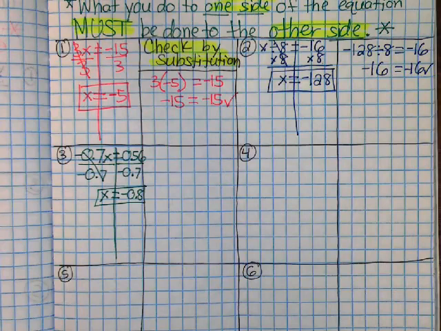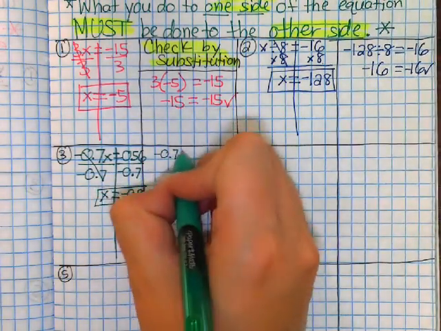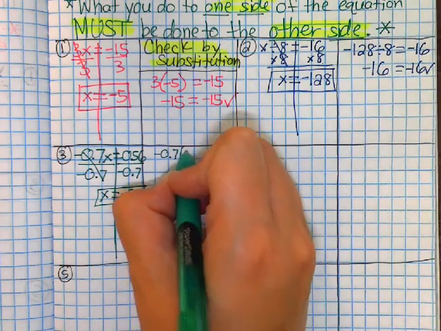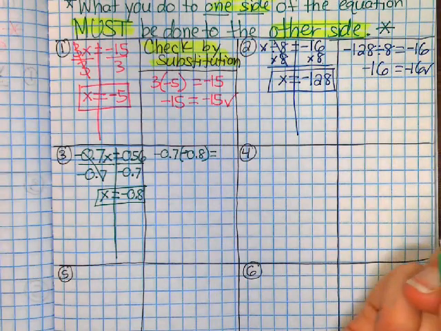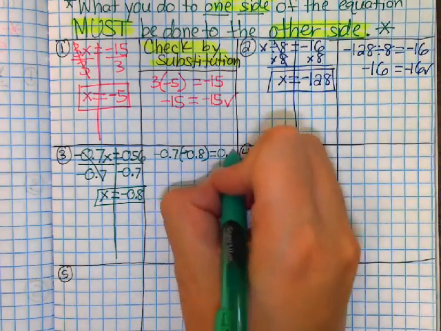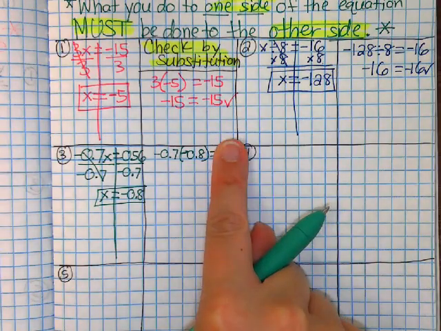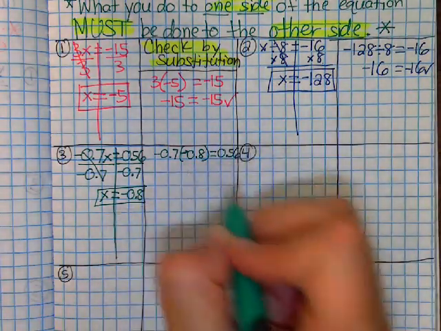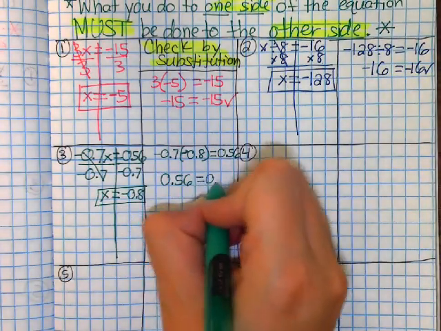Check your work. Substitution. Negative 0.7 times negative 0.8. Does that equal 0 and 56/100? Well, do the math. 0 and 56/100 does equal 0 and 56/100.